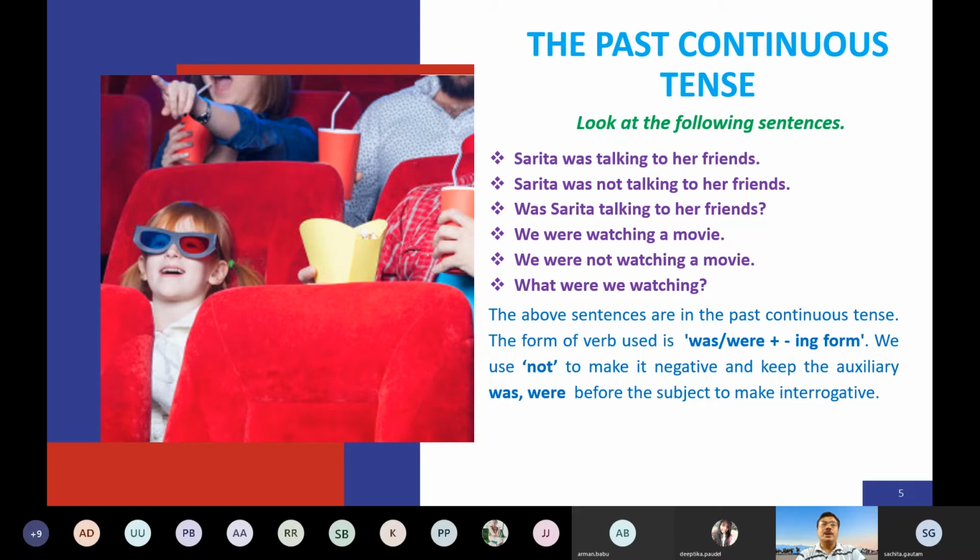Similarly, we were watching a movie. We were not watching a movie. What were we watching? So in these two examples: was talking, was not talking, was talking again. Were watching, were not watching, were watching. So this is the statement, negative and question in the past continuous tense.